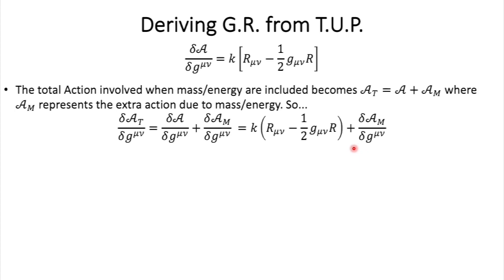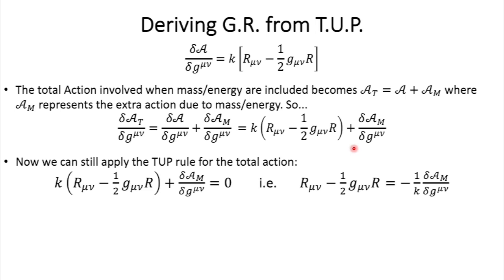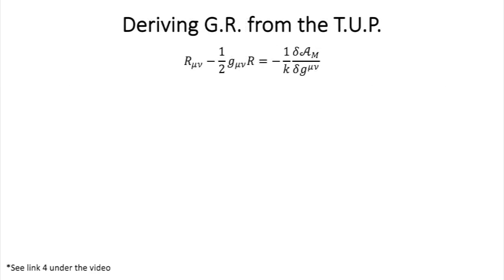Okay, so now we can still apply the TUP rule to the total action. And that will become this, which means that. Okay, it's very basic. Let's keep that last equation here and have a look at it. Well, first of all, we can see that there is a tensor here, because there's a tensor here which happens to be the metric tensor.